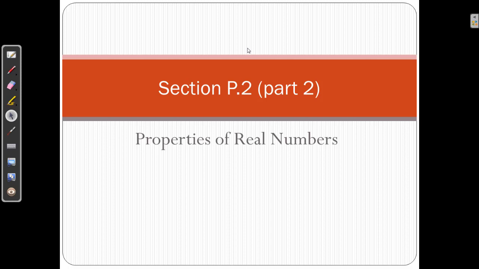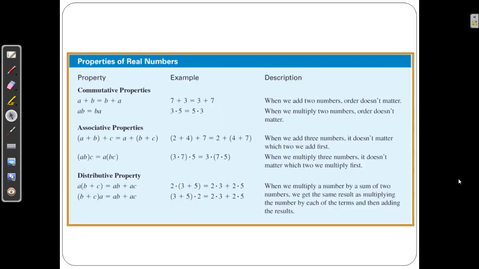I might put in a few extra examples now and then, but honestly the book documents this pretty well. There's not a lot I need to add. The big three properties of real numbers are the commutative, associative, and distributive properties. You can see them right here. The commutative properties of addition and multiplication tell you that addition and multiplication are operations that can switch their order.